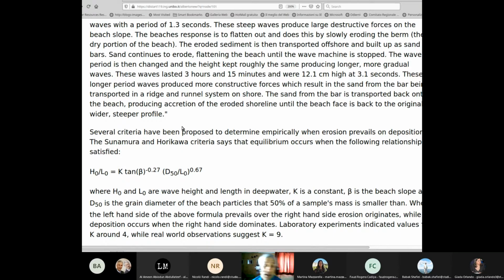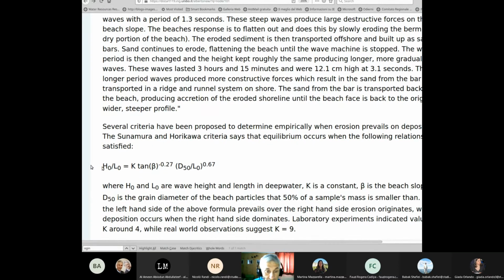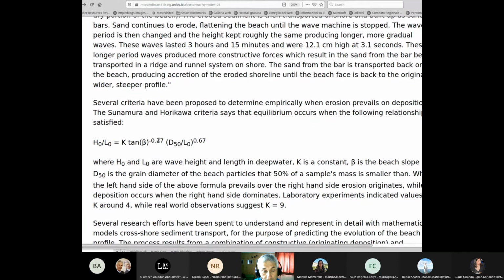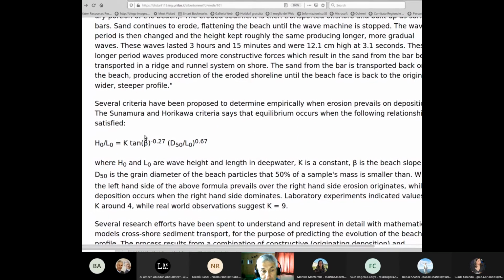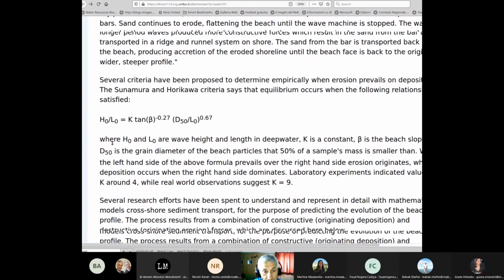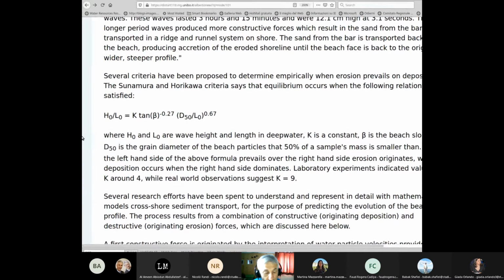As an example, here I am presenting a criterion, the Tsunamura and Horikawa criterion, to determine when we have accretion rather than erosion. So let's look at this very empirical relationship, which anyway may be really important, because empirical relationships are very useful to get an order of magnitude, to get a first understanding of what happens. They are useful also because they are easy and quick to use.